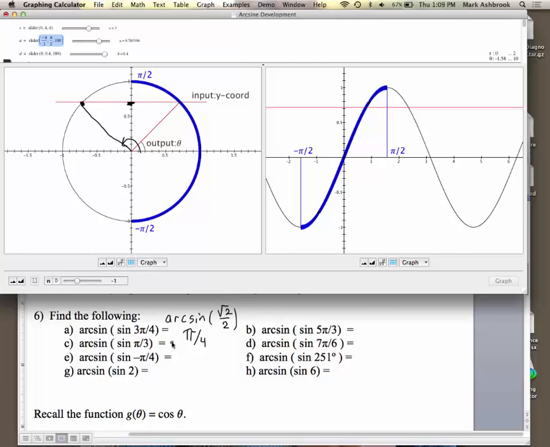Not two answers. There's only one answer, pi over 4. Because then arcsine would not be a function. We restrict the domain. We restrict the angles from negative pi over 2 to pi over 2 that can come out of arcsine. So if we were getting 3 pi over 4 and pi over 4, that would not be a function. So in our restricted range, the y value gives only pi over 4.